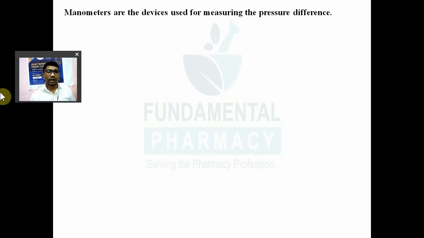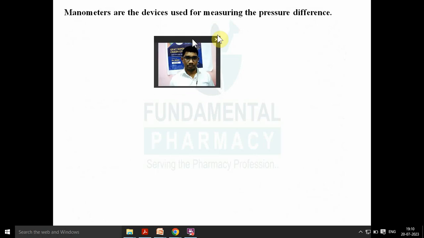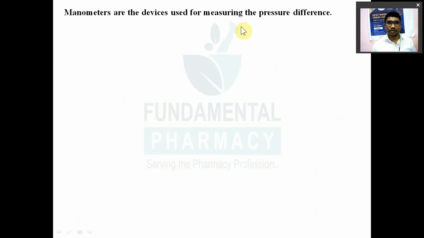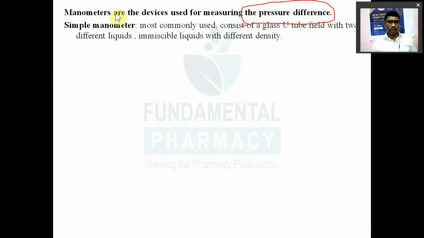Now manometer क्या होता है, what is manometer? Manometer is the device which is used to measure the pressure difference. Question आ चुका है GPAT में. Manometer is a device used to measure the pressure difference. Now manometers are the devices used to measure the pressure difference. Okay, remember question आ चुका है.